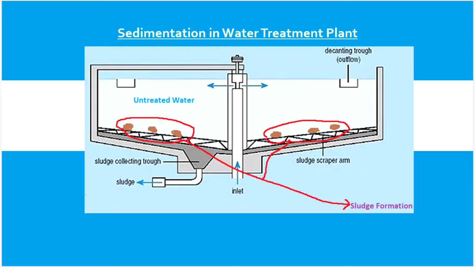The solid particles that settle out from the untreated water become sediment, also known as sludge. The sludge is normally removed from the bottom of the tank by sludge rakes that sweep the sludge to a central well, from which it is pumped to sludge processing units.